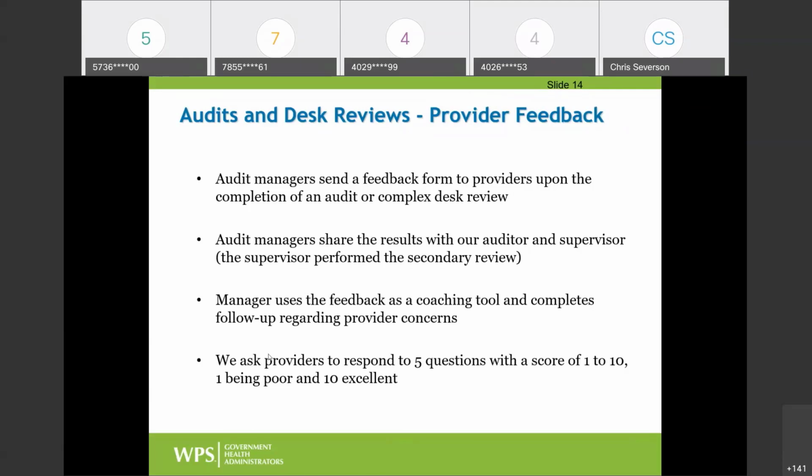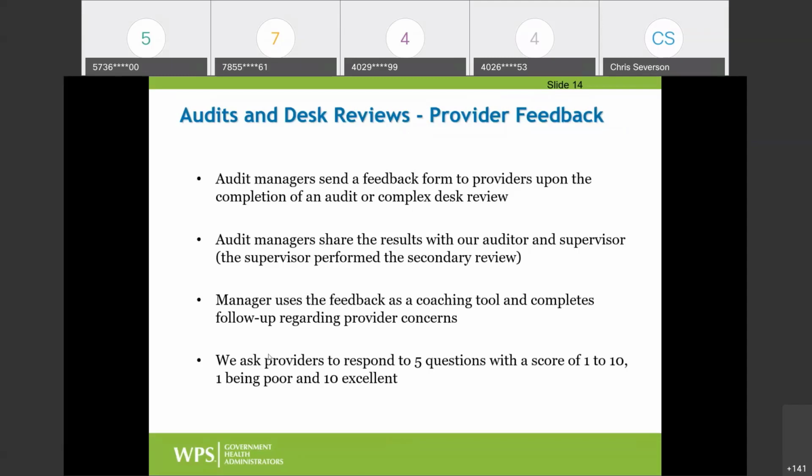So any of you providers, whether you're an acute or a critical access hospital or whatever type of provider, if you've dealt with the field office, if you've dealt with an in-depth audit, you have probably already received one of these feedback forms, and it's sent out by the audit manager. Once that audit or complex desk review is completed, it's just sent out asking for feedback. It's a little brief questionnaire, and of course it's optional. It's not going to have any impact on your settlement or anything like that, but we certainly appreciate when you send that in. When we get it, it goes to the audit manager, and they aggregate the data.